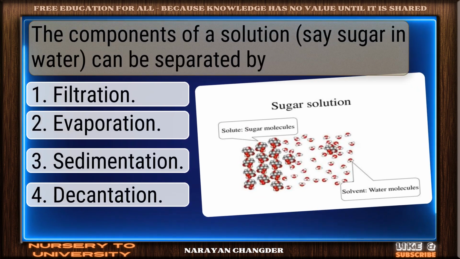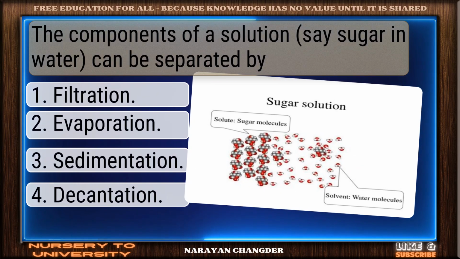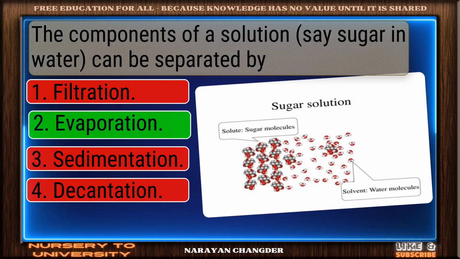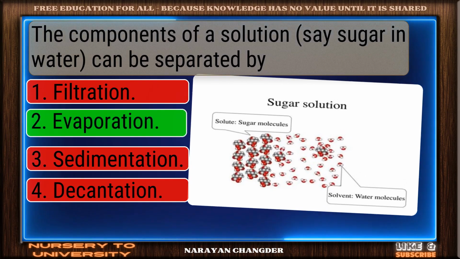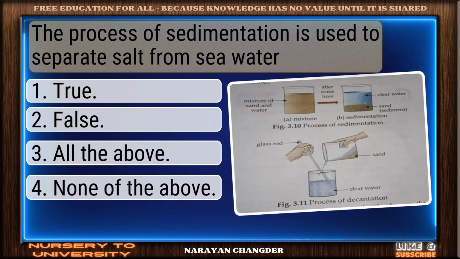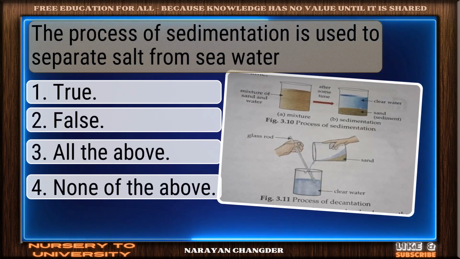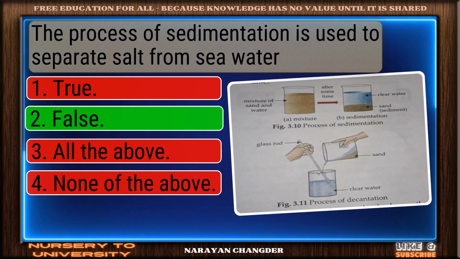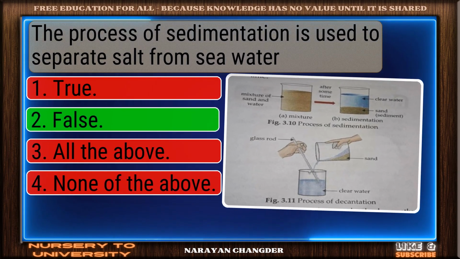The components of a solution can be separated by... Well done. Evaporation is the right choice. The process of sedimentation is used to separate salt from seawater. Perfect. False is the correct choice.